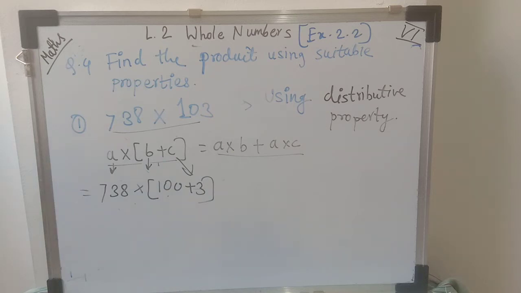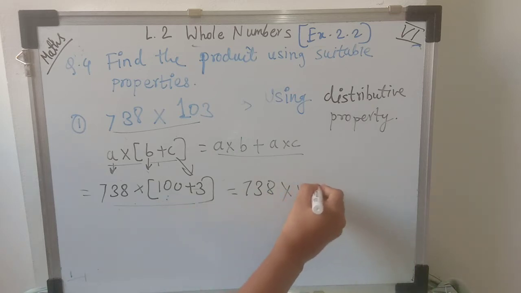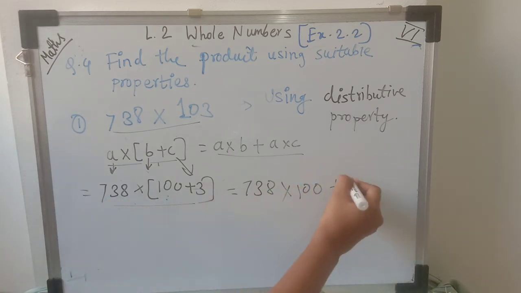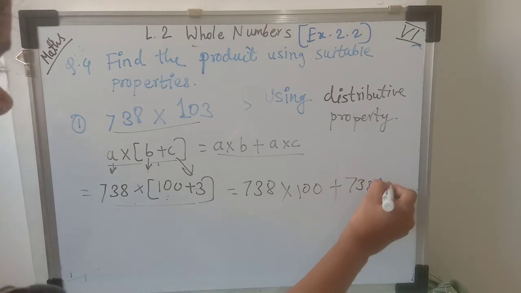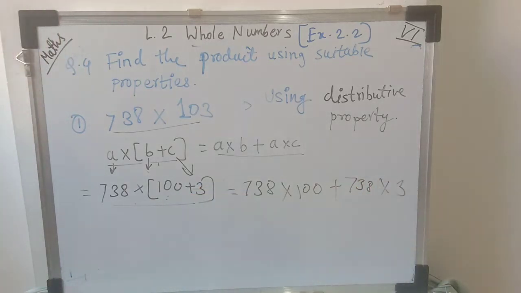It is very simple. Once you understand what I have done here, it is very easy for you to solve the example. Now let's convert this into this equation. Our A is 738, our B is 100, plus again 738 multiplied by C, which is 3. Now here it is very easy.